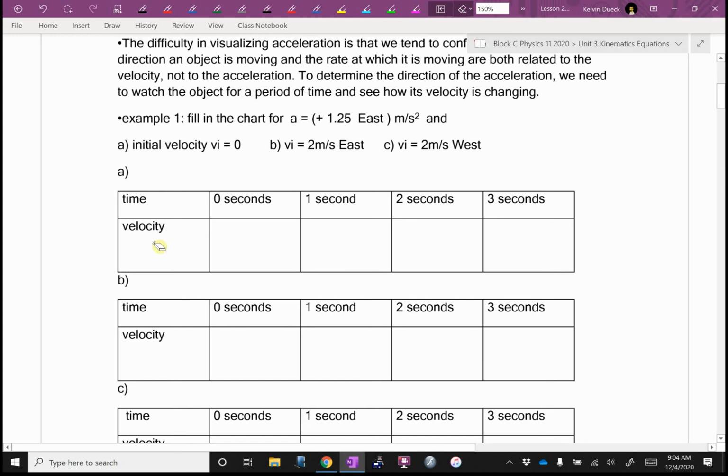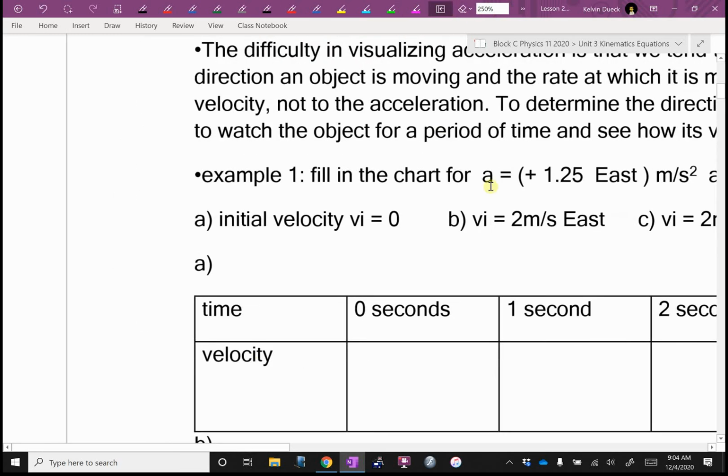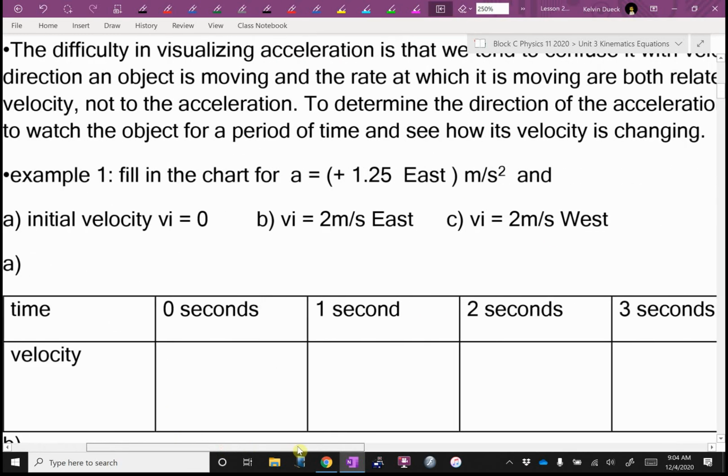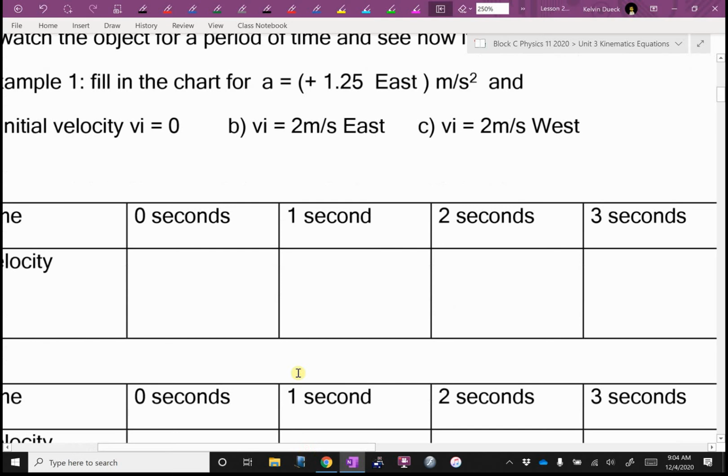So let's suppose that our initial velocity in situation A, V_i for V initial, is 0. What does I stand for? Initial. What does F stand for? Final. So in situation A, at time 0, we're going 0 meters per second. We can fill that in. This is when we start our stopwatch.